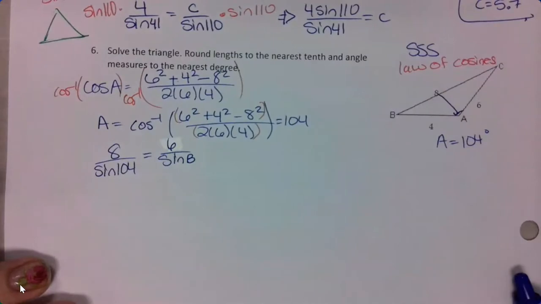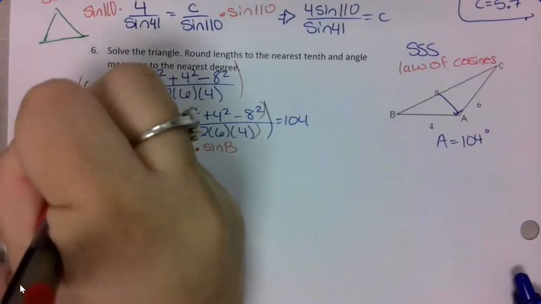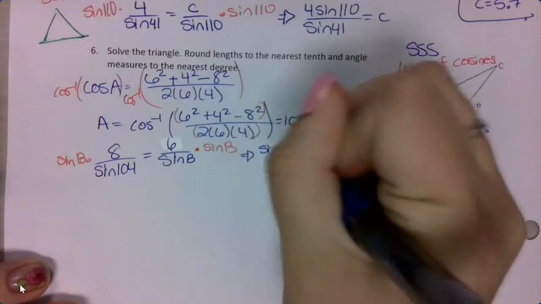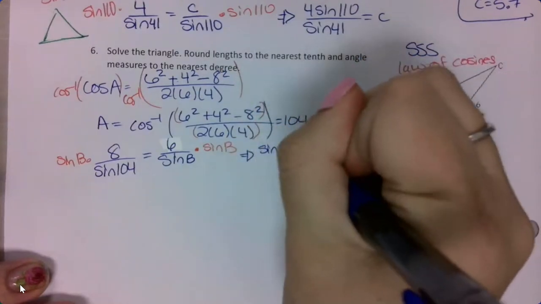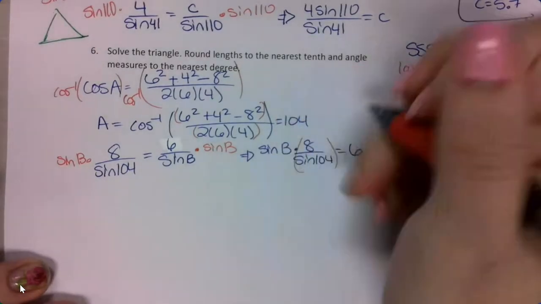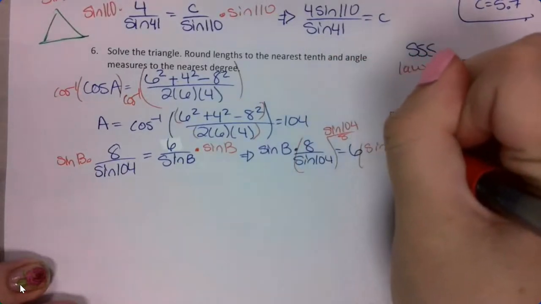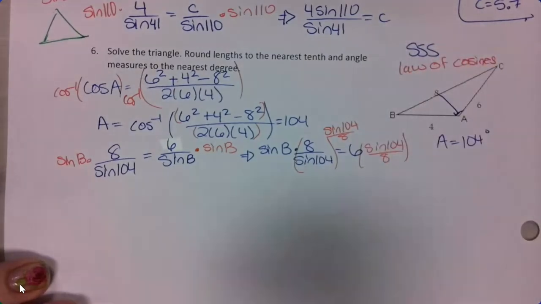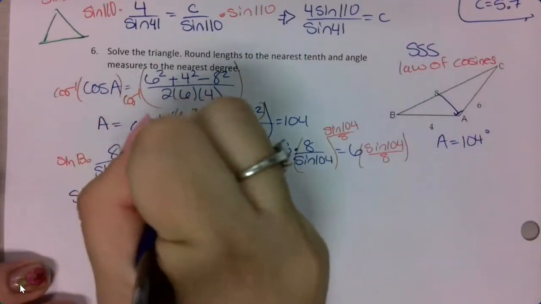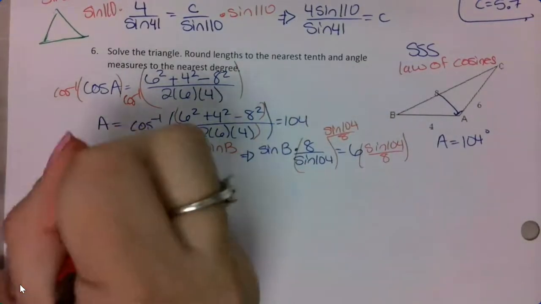So I want to start off by getting the variable out of the denominator, multiplying both sides by sine of B. Then I want to get rid of that fraction, so I'm going to multiply by its reciprocal. I'm just going to rewrite this. Then I want to go ahead and find my inverse sine to get rid of the function in front of B.